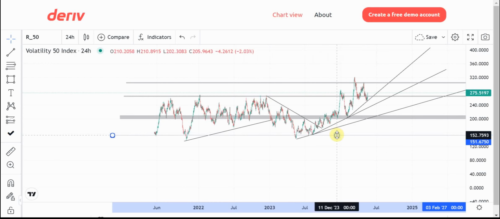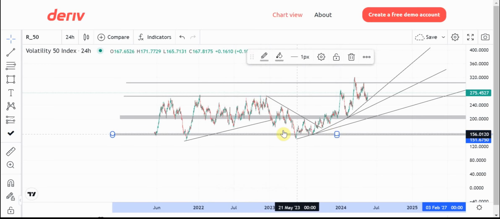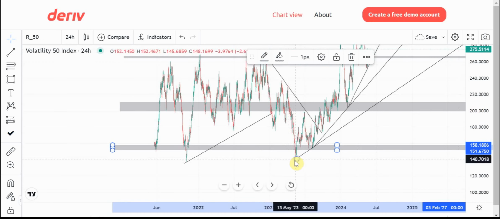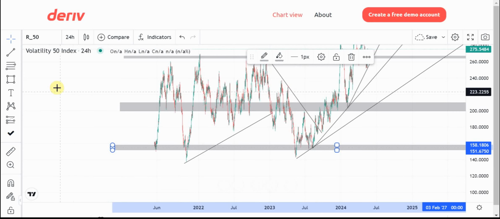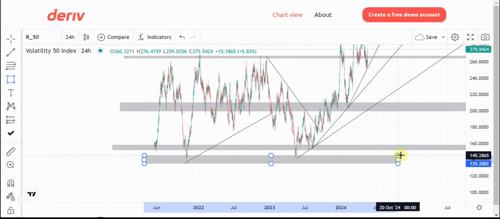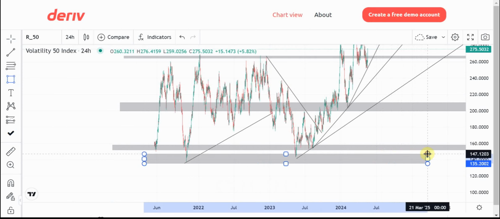So one way to see this is just looking out for places of possible rejections, and then lastly I can see we had a double bottom. And double bottoms are usually buy signals.